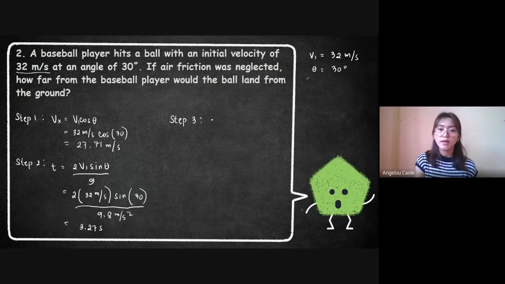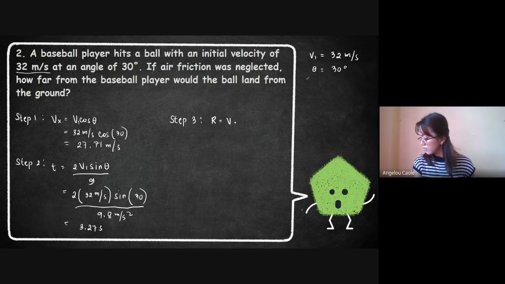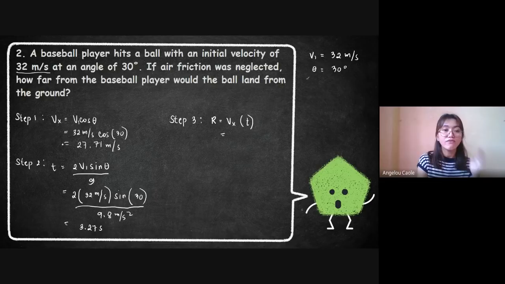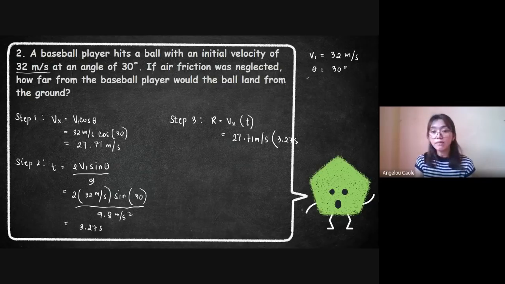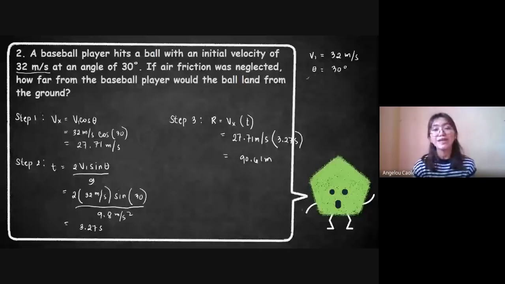R is equal to Vx times time. So we have Vx, the computed horizontal velocity, which is 27.71 meters per second, times the computed time, 3.27 seconds. Okay, so that is 90.61 meters.